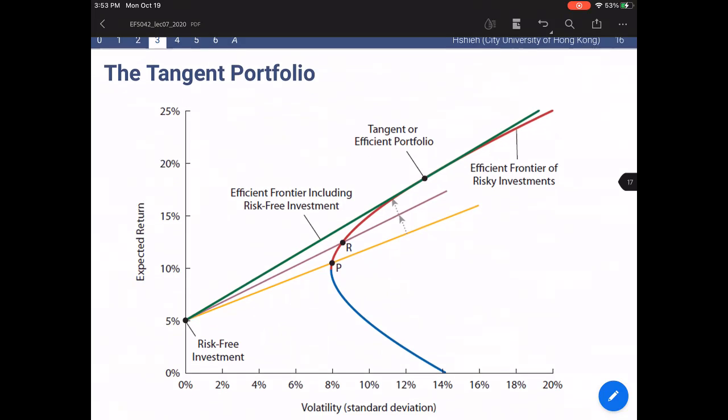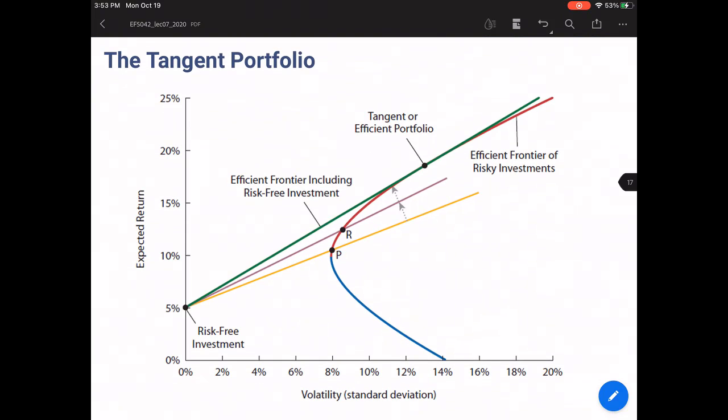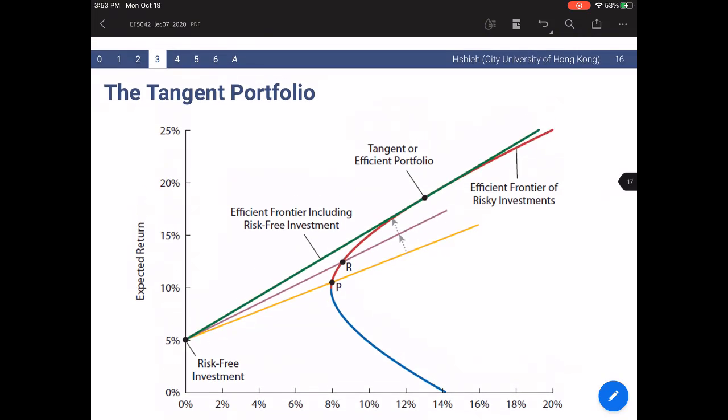Okay, so let's look at what I mean in the next slide. As I already said, just based on the visuals, it seems that we can move our P to some other P along the red frontier such that our efficient frontier is expanded outward as far as possible. But that requires us to determine what this tangent portfolio is.